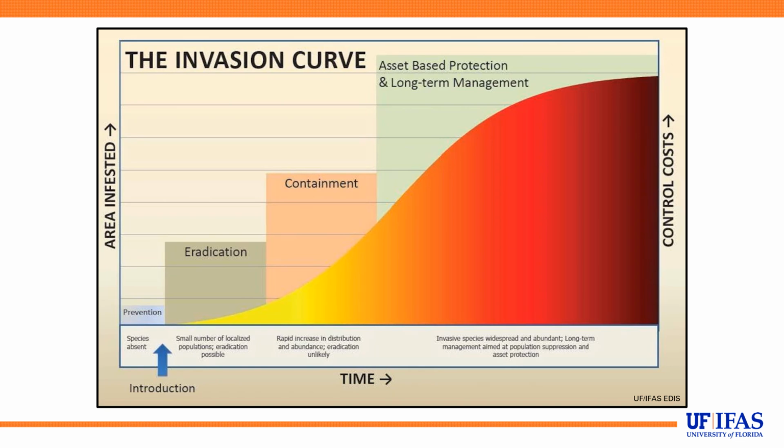Biologists aim to suppress or reduce the population to the lowest achievable levels and protect valuable resources and property. This is why prevention is the most important step in the invasion curve and the most cost-effective solution to invasive species management. Can you see why controlling an aquatic invasive species is challenging? Detection, containment, and control can be difficult in the water and costly. So this is why we all need to do our best to prevent introductions.